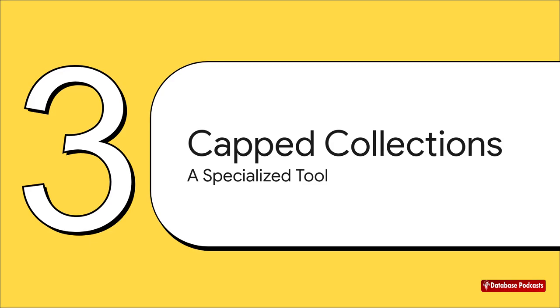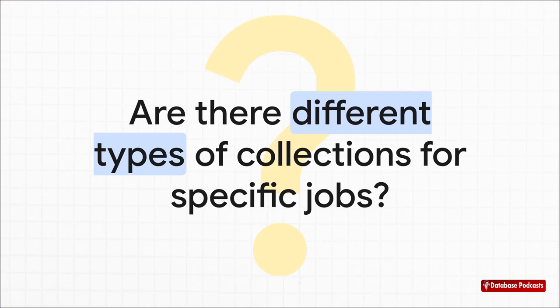So we have our standard collections, which are super flexible and will cover 99% of your needs. But MongoDB also has these specialized tools in its toolbox for very specific jobs. Let's take a look at one of the most interesting ones, capped collections. Okay, so what in the world makes this type of collection so special? And what kind of specific use case is it actually built for?